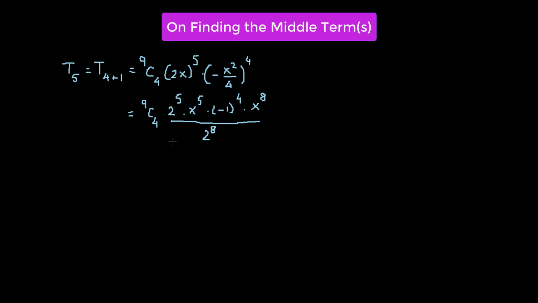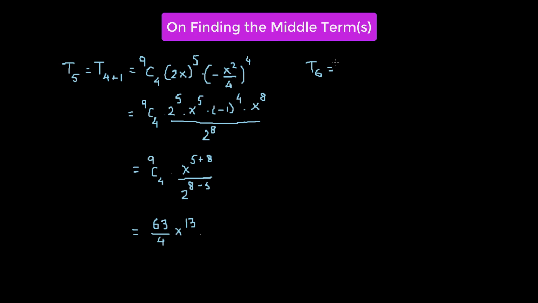Then we simplify these values and this should give us 9C4. Then we have x raised to the power of 5 plus 8 divided by 2 raised to the power of 8 minus 5, and negative 1 raised to the power of 4 is positive 1. So the final value will be 63 over 4 times x raised to the power 13. Use a calculator to get the value 63 over 4. Now we move on to find out the next term, which is t6.